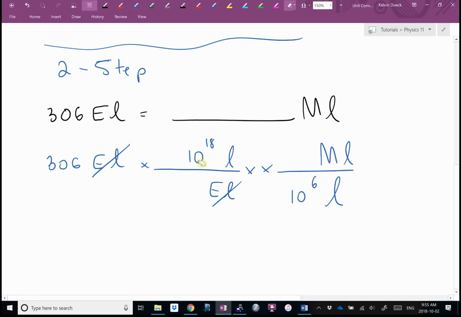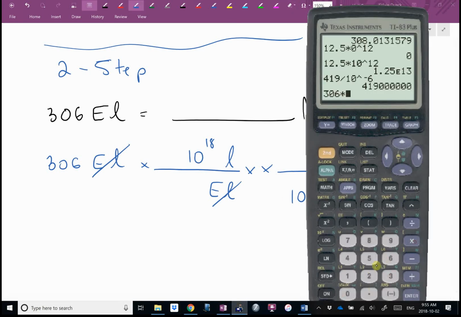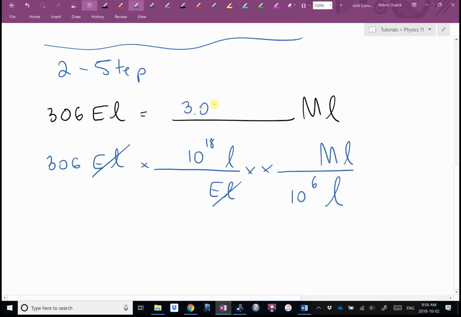So, what am I going to do with the 10 to the 18th? Times. What am I going to do with the 10 to the 6th? 306 times 10 to the 18th divided by 10 to the 6th. And this gave me an answer in scientific notation, 3.06 times 10 to the 14th. Megaliters. That's a two-step.